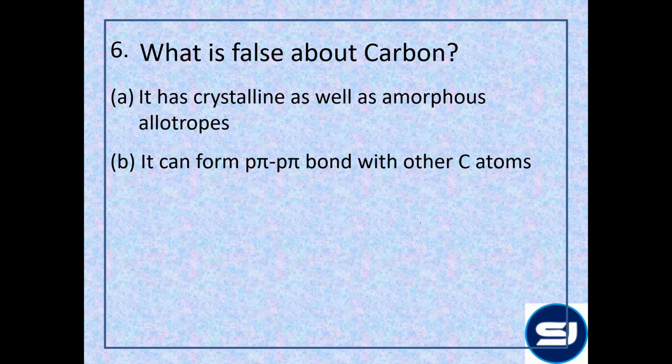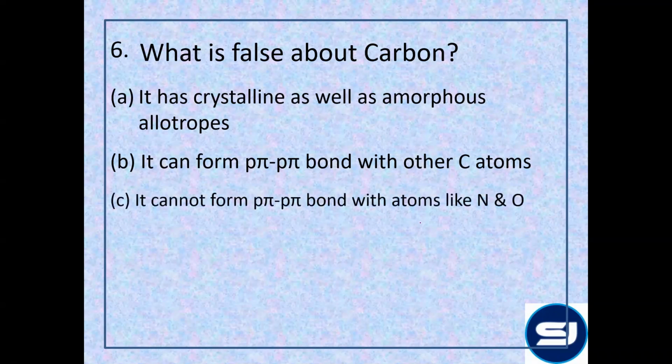तो ये एक और एनोमलस बिहेवियर का पॉइंट है कि जो सेकेंड पीरियड का एलिमेंट है वो p-pi बॉन्ड काफी स्ट्रॉन्गर बना सकता है एज कंपेयर टू अदर एलिमेंट्स ऑफ द ग्रुप. So it can form a p-pi bond which is stronger than the other elements. It cannot form p-pi bond with atoms like nitrogen and oxygen.